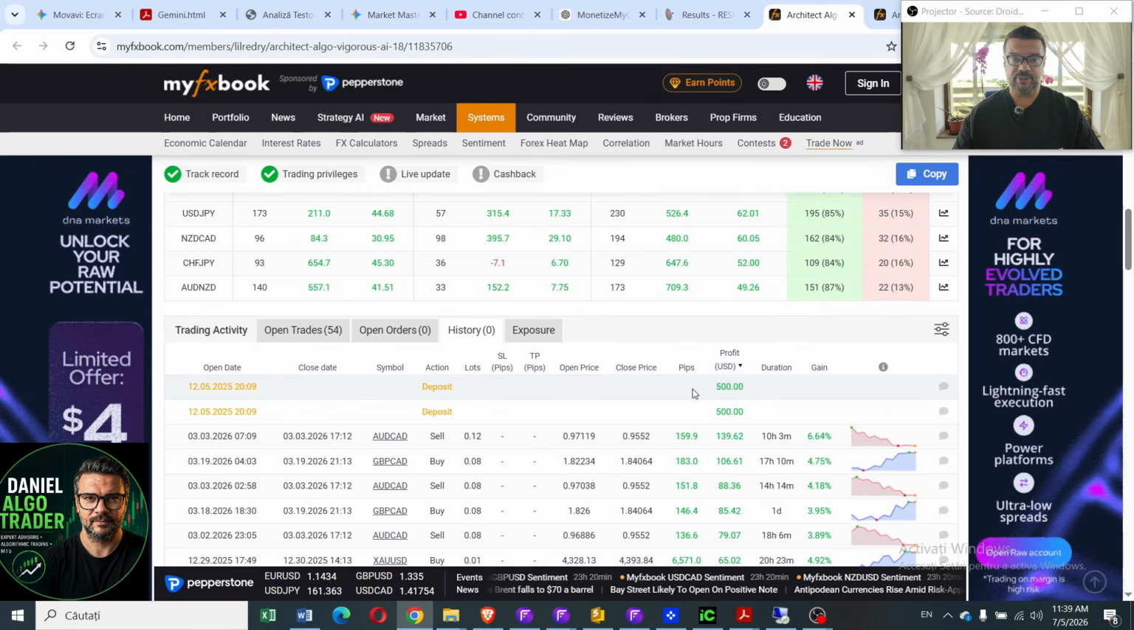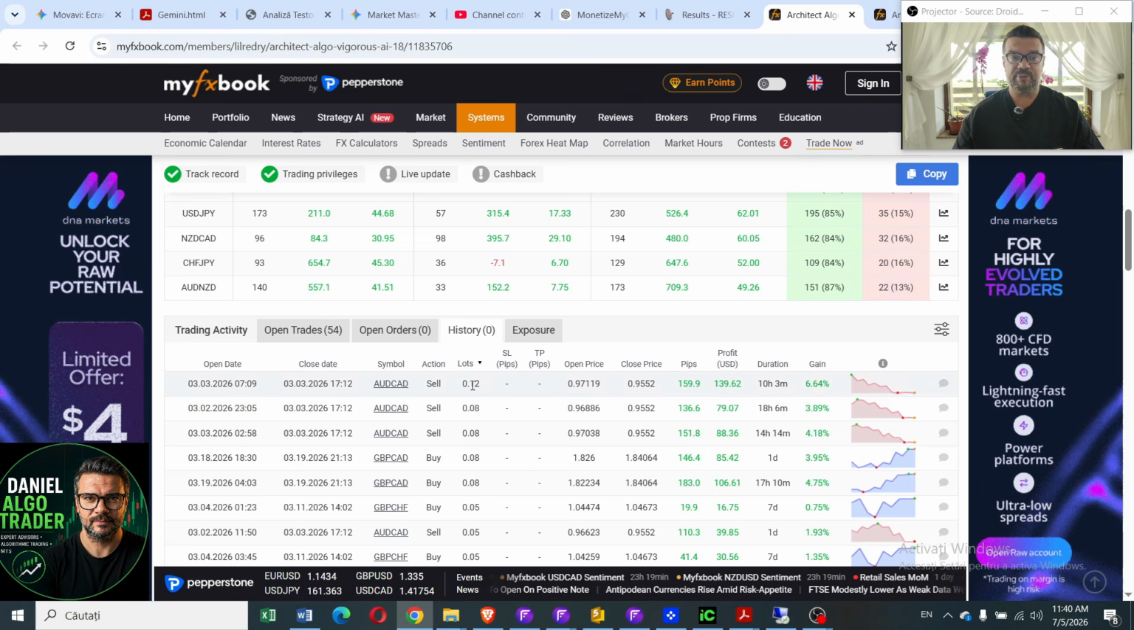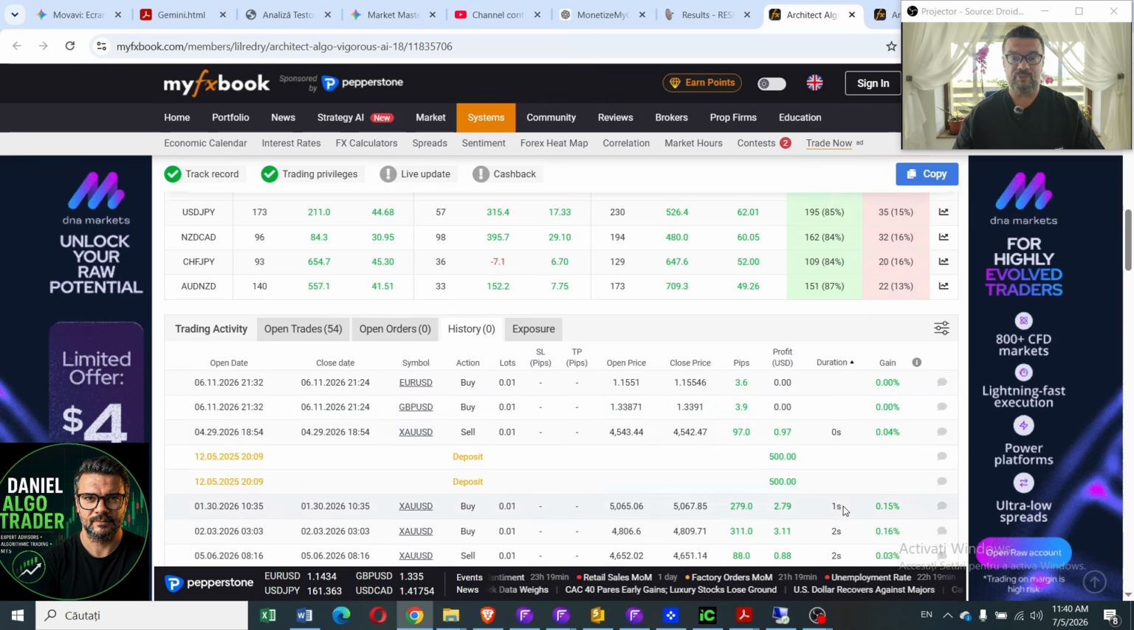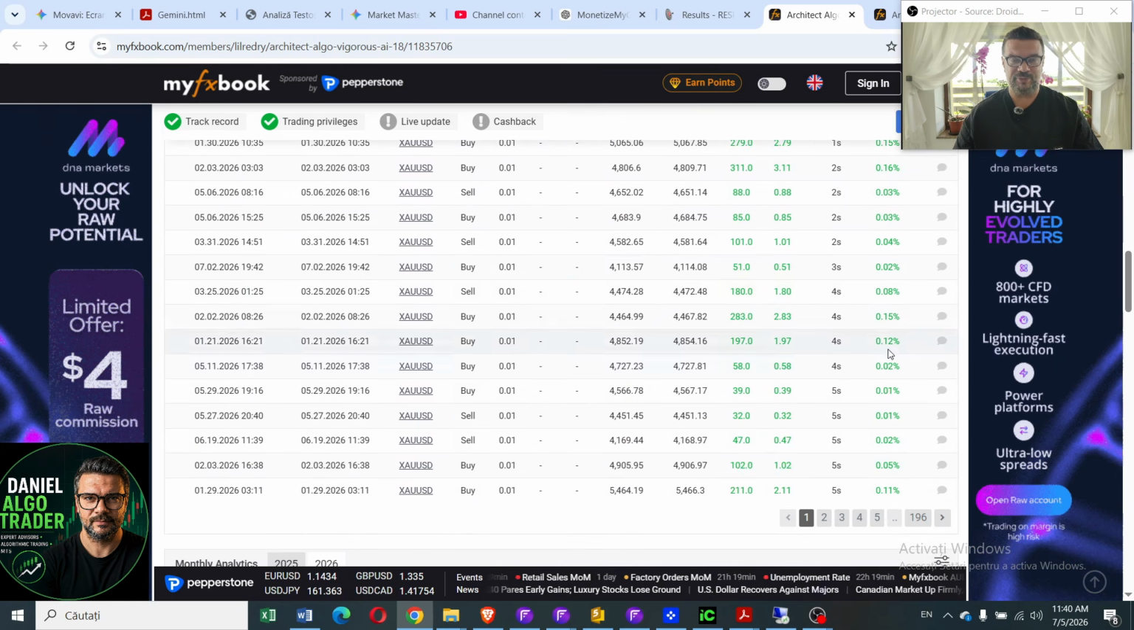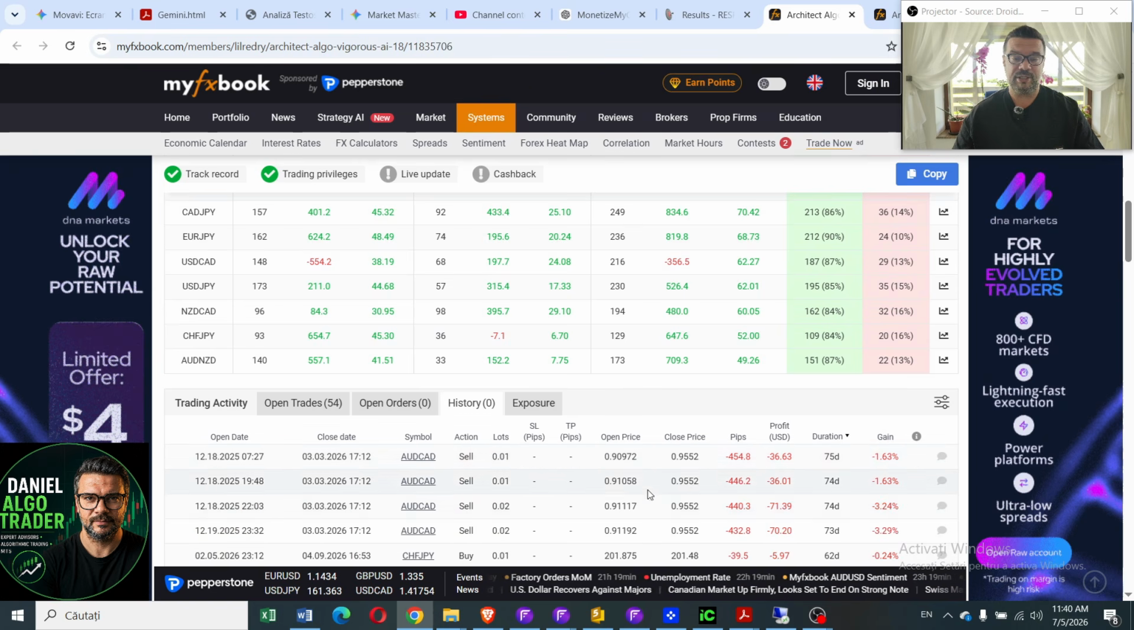And here you can see the history. So the lot sizes are staying quite low overall. The biggest lot size was 0.12, so the martingale is not that aggressive. Yeah, the duration can get quite big, and of course it can also get very, very small, especially on the gold trades, but it can be very big too. That's a good sign as well, that the EA doesn't forget about these trades and can close them more than 2 months after opening, and close them in a profit at the end.